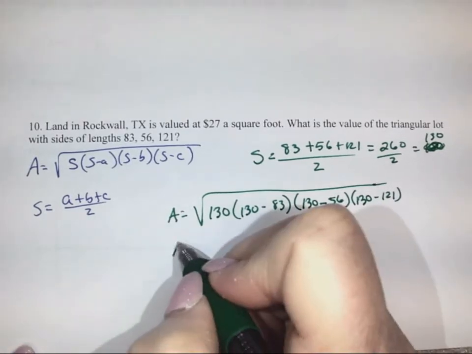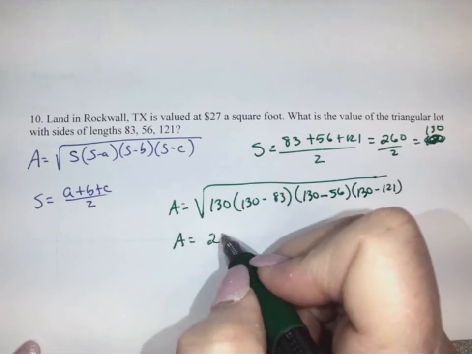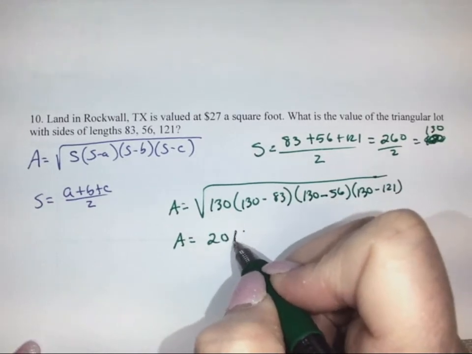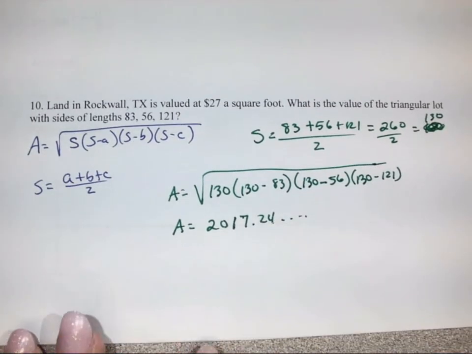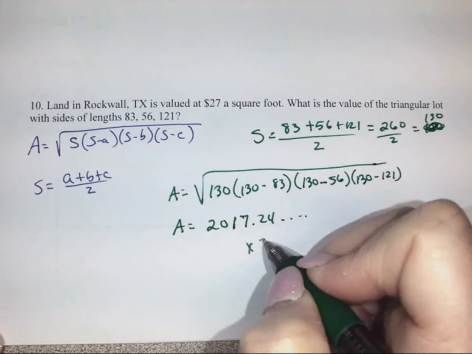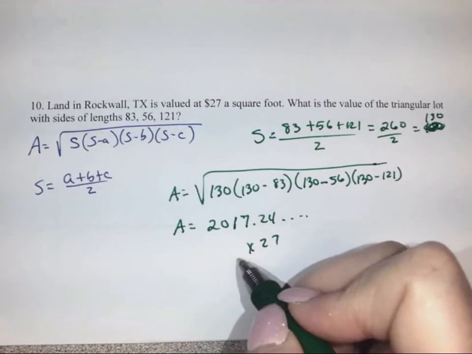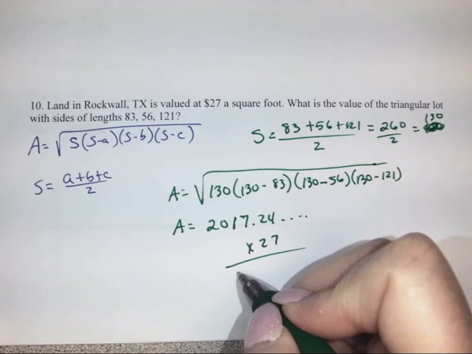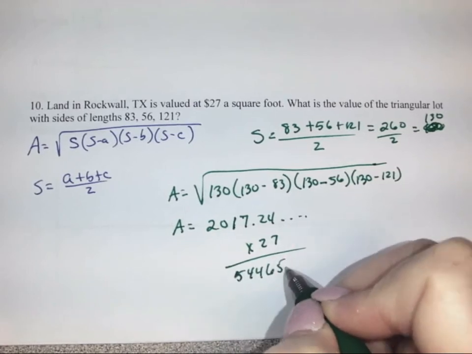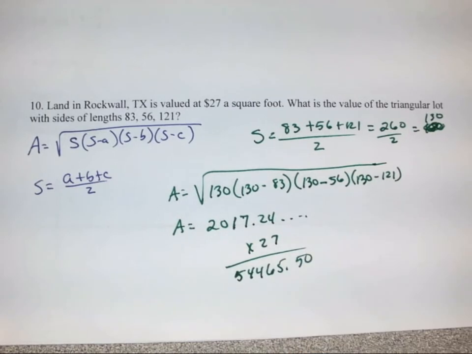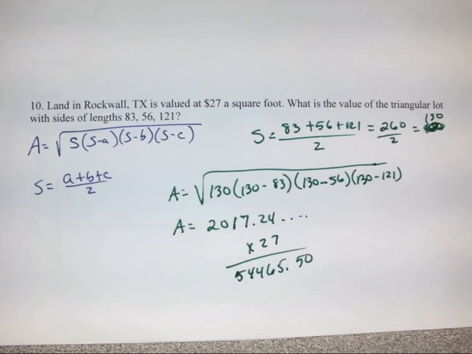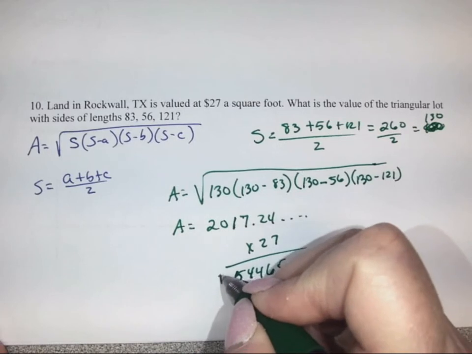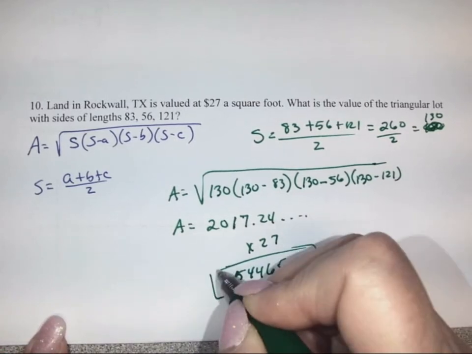You can put that in the calculator and get that A is equal to 217.24, and it continues, so 2 decimals will work. And then you're going to multiply that by 27 because it's $27. So you will get 54465.50. So that would be the value. So you've got to find that area in order to find the value of the lot. So that would be your final answer you're looking for.